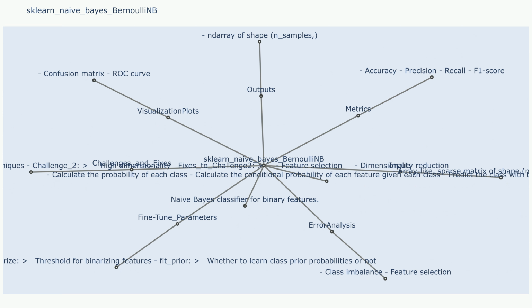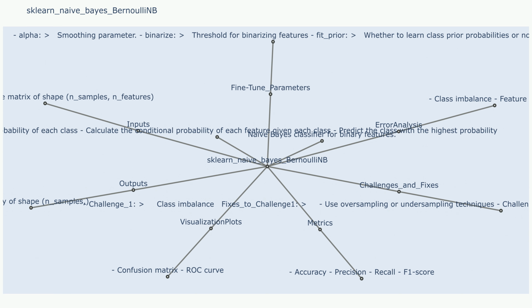Challenge 2: Class imbalance. Bernoulli NB can be sensitive to class imbalance, where one class has significantly more samples than the others. This can lead to the model favoring the majority class. Sample use case that resulted in Challenge 2: fraud detection, where fraudulent transactions are much rarer than legitimate ones.